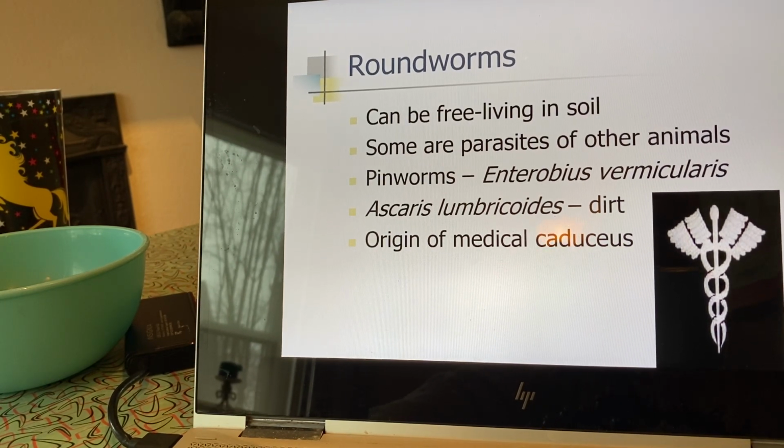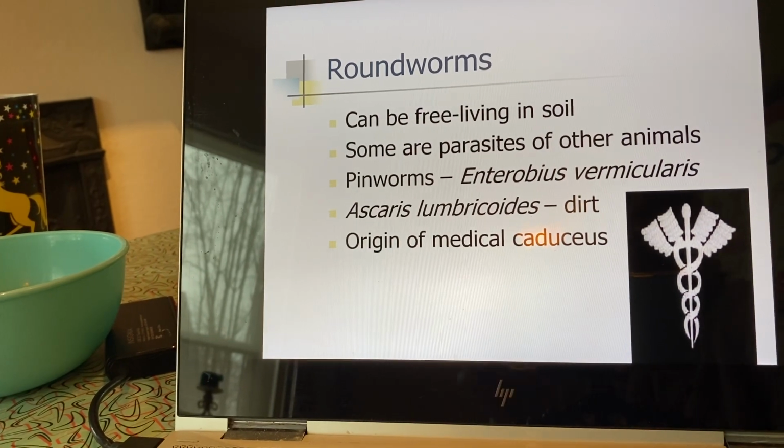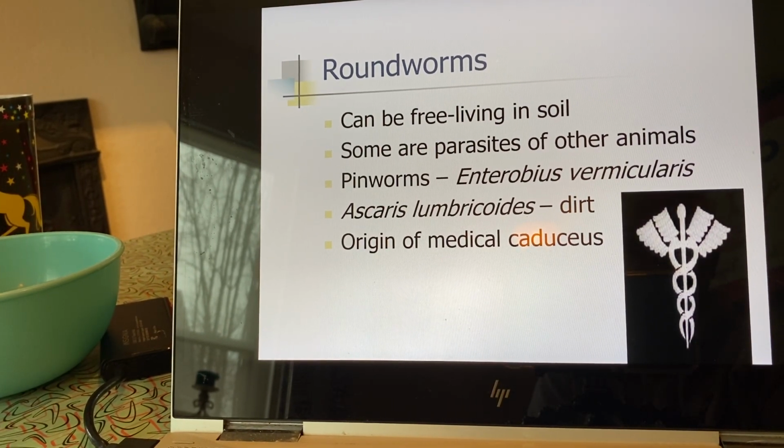One interesting thing too is that worms were actually the origin of the medical caduceus, which is shown right here. When you graduate from your professional program, whether you're in nursing, some other type of medicine, or veterinary medicine, hopefully you'll earn the right to wear that symbol as a medical professional. When you look at it, you see two snakes wrapped around a staff. Well, when that first originated, the primary job of ancient physicians was to travel from village to village to try to remove parasites from people.